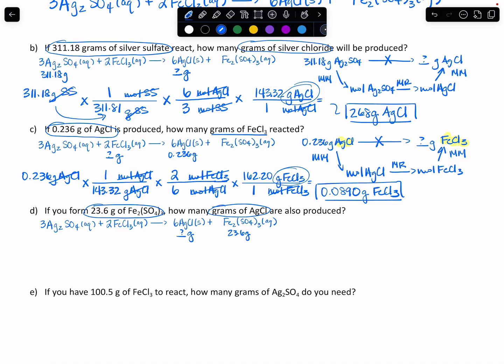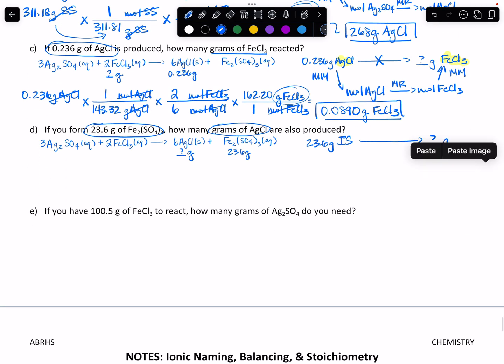All right, so let's set up our plan. So 23.6 grams. Oh goodness, I'm just gonna say iron sulfate because that's a lot to write. All right, don't tell my chemistry teachers I said that. All right, grams of AgCl.